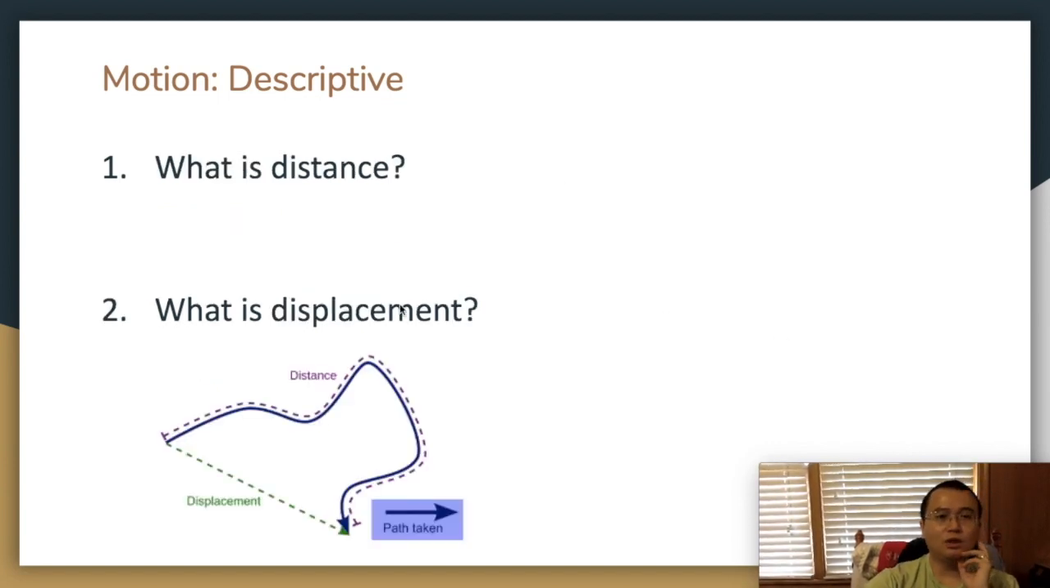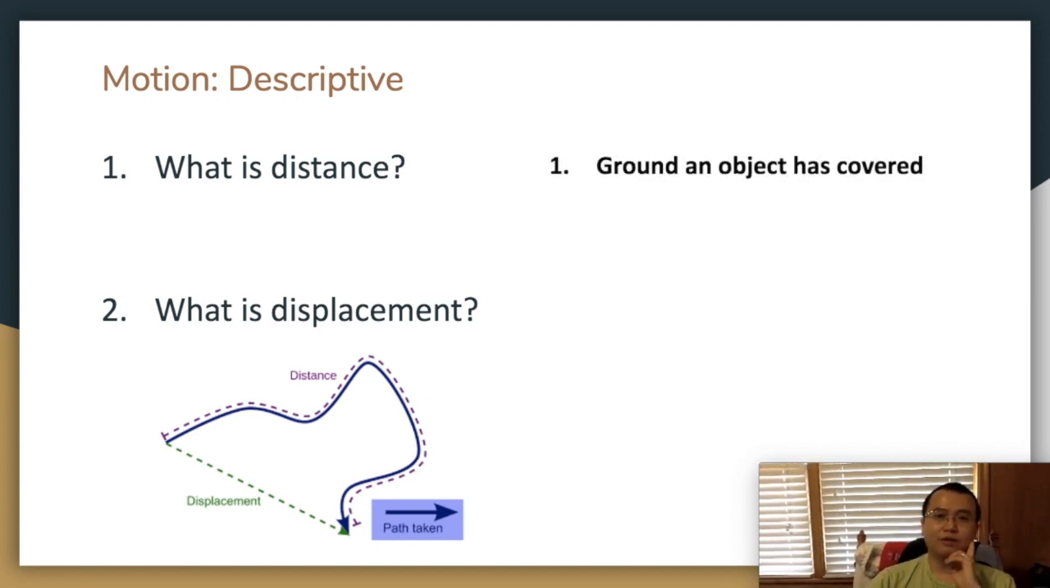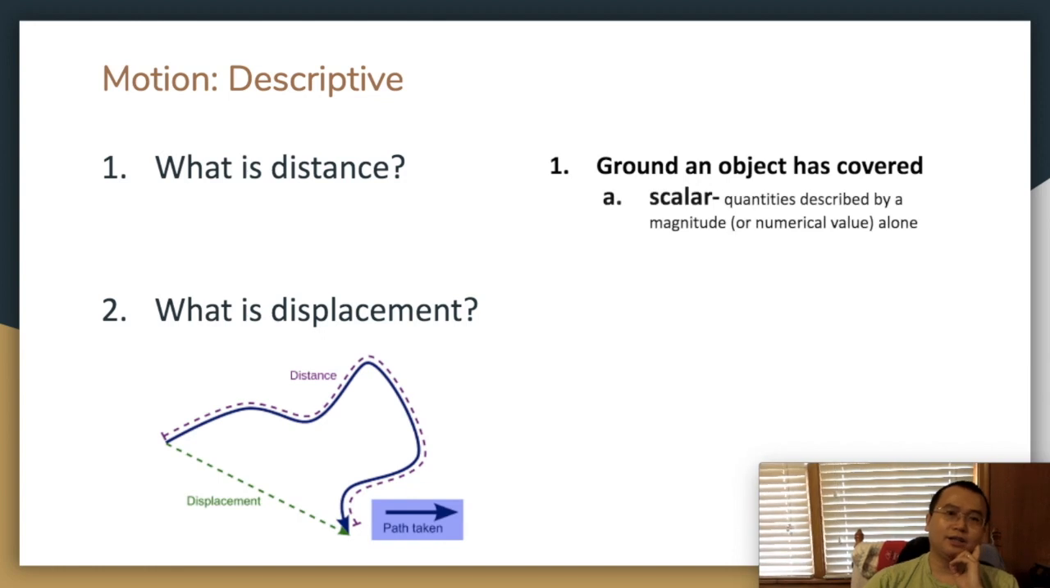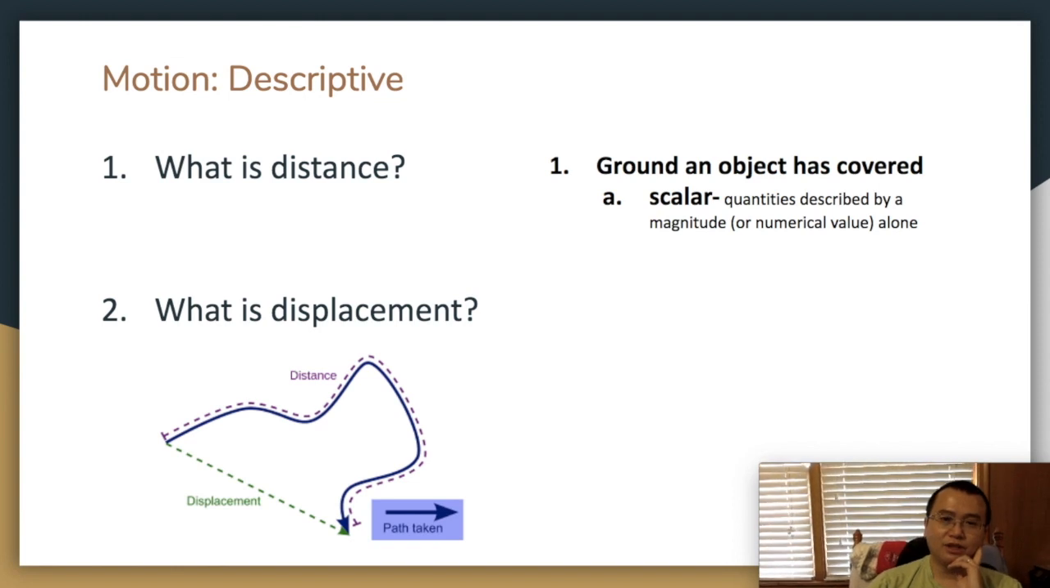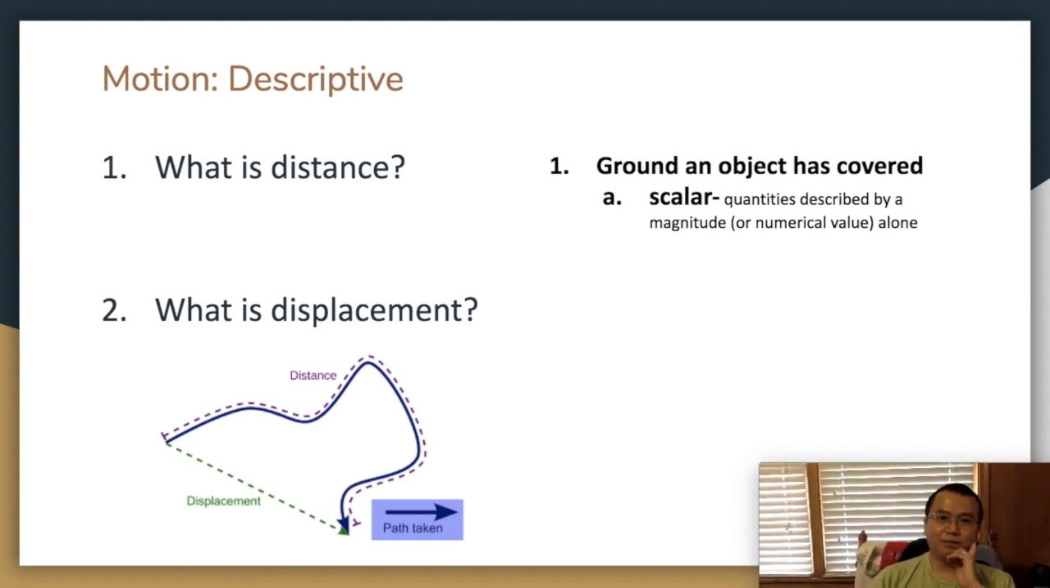We can make things more clear by having some terminology that we will use in physics that are clearly defined. And one of the terminologies is distance. Distance defines the amount of ground an object has covered. And distance is a scalar quantity. And we learned from our previous unit that a scalar is pretty much something that just has a magnitude. It's just a numeric value, for example, 60 miles per hour. That is a scalar quantity.